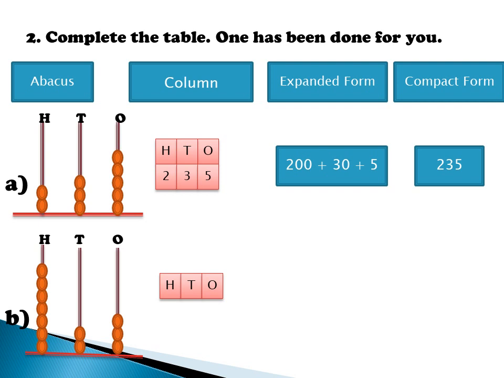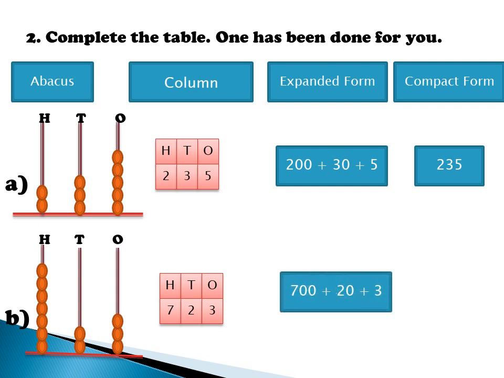First let's count the hundreds place. 1, 2, 3, 4, 5, 6, 7. 7 will come in hundreds place. How many in tens place? Let's count the beads. 1, 2. How many in ones place? Let's count the beads. 1, 2, 3. Now let's make this number into expanded form. 700 plus 20 plus 3. Now the compact form is 723. Students, if you have not completed B, it's on the screen, you can complete it.